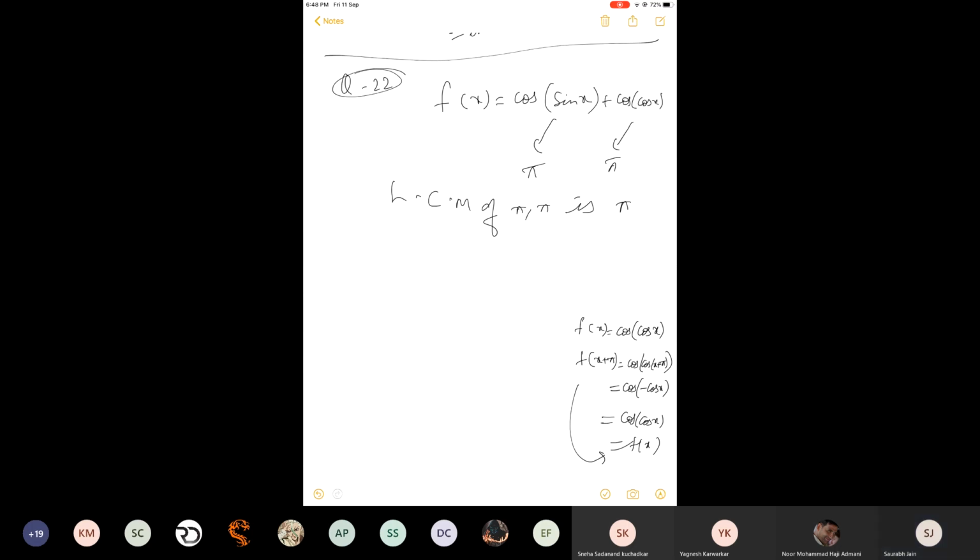But since cos and sine are coming, there is a possibility that they may interchange, and pi by 2 is also present. So I will check for pi by 2, and if it is not coming, then I will give the answer C. Now you may argue that sir, even much smaller values like 30 and 60 are also present.